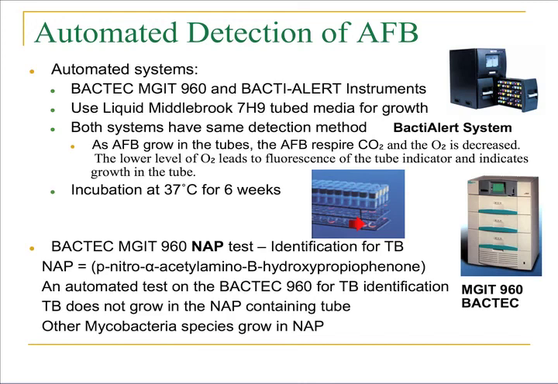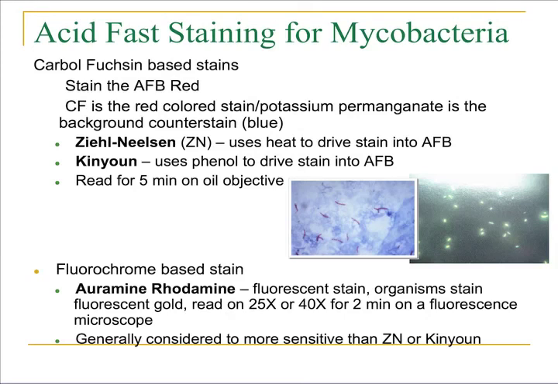On the next slide, we talk about the acid-fast staining for the Mycobacteria. There are 2 primary types of stains used for the Mycobacteria: Carbol Fuchsin-based stains and fluorochrome-based stains. Carbol Fuchsin-based stains stain the AFB red. Carbol Fuchsin is the red-colored stain. Potassium permanganate is the background counterstain, which is blue. The Carbol Fuchsin-based stain is shown in the left-hand picture.